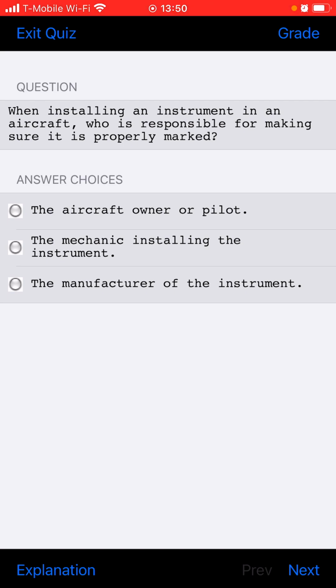Under what condition may a mechanic perform an annual inspection and return the aircraft to service? The mechanic must hold the inspection authorization, the IA.